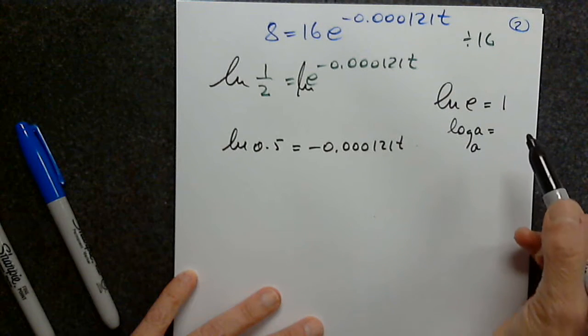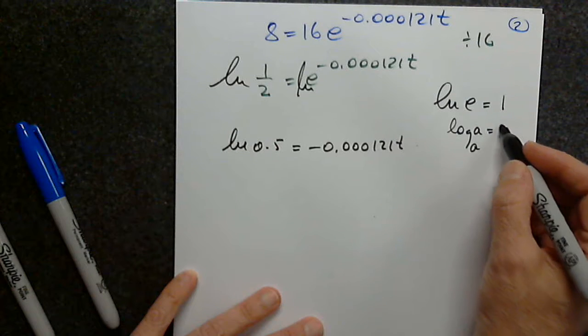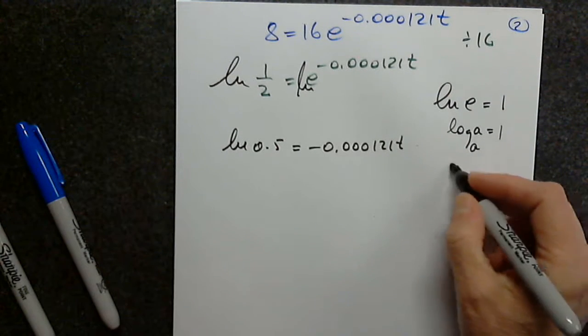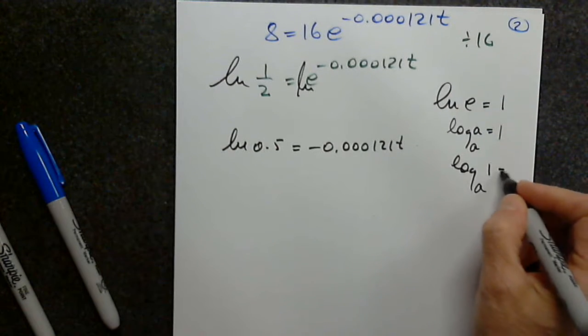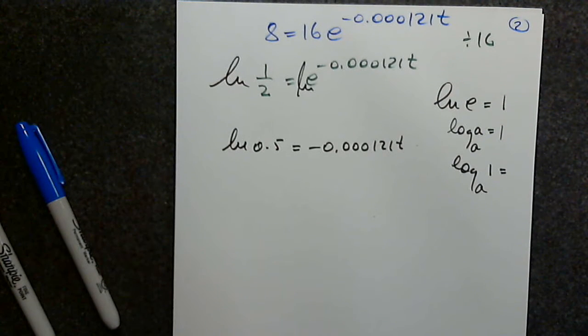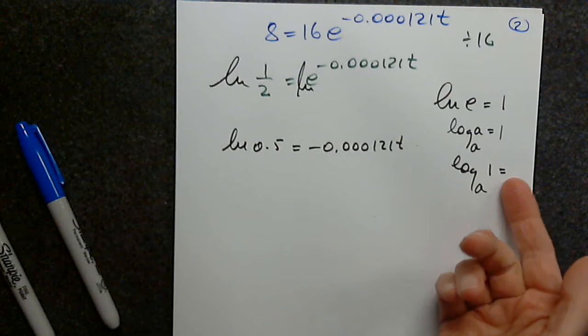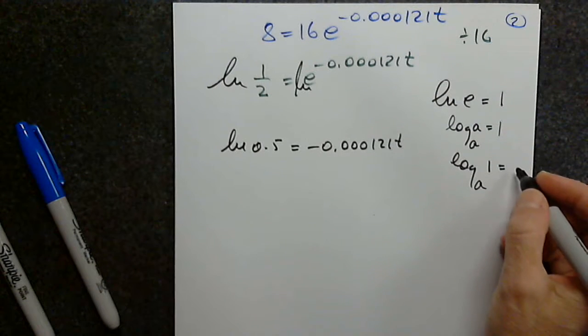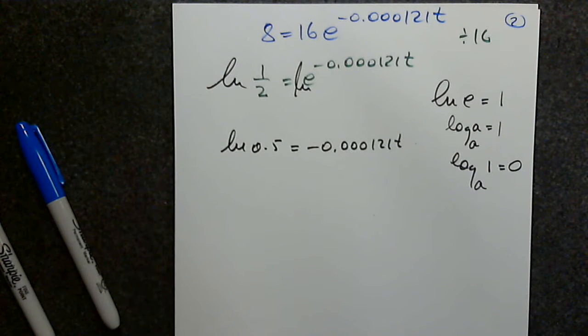Exactly. So this is important to remember. Log base 15 of 15 is 1. Log base 1/2 of 1/2 is 1. What about log in any base you want of 1? Let's think about this. A raised to which power is 1? Very good. So log in any base of 1 is 0.